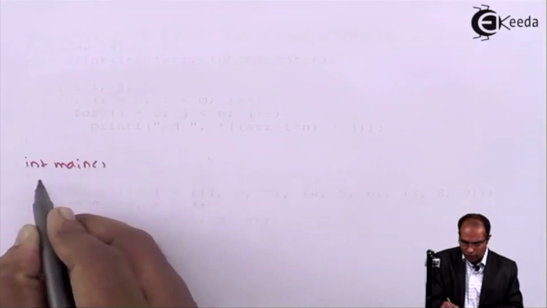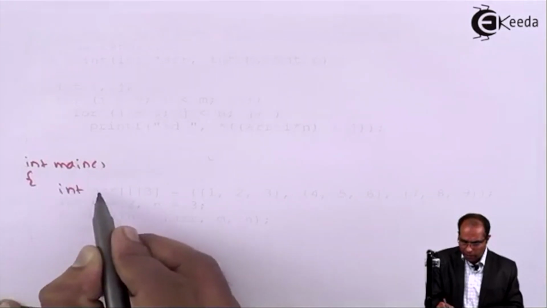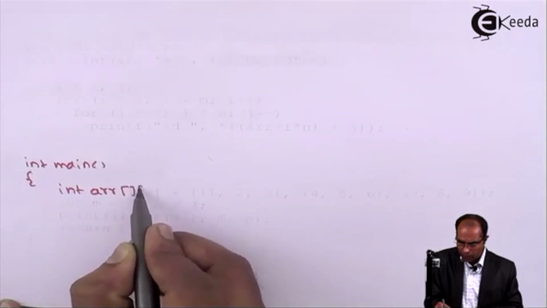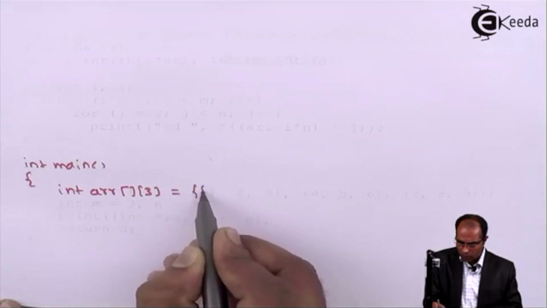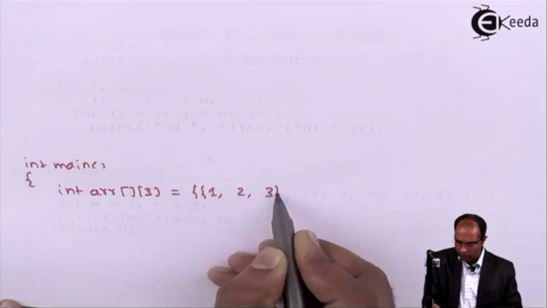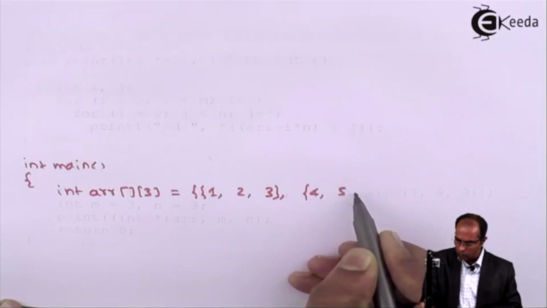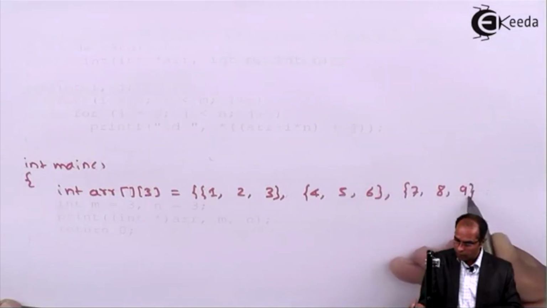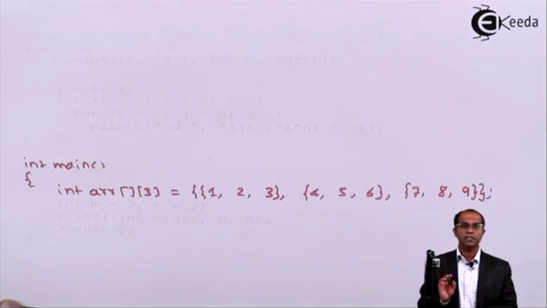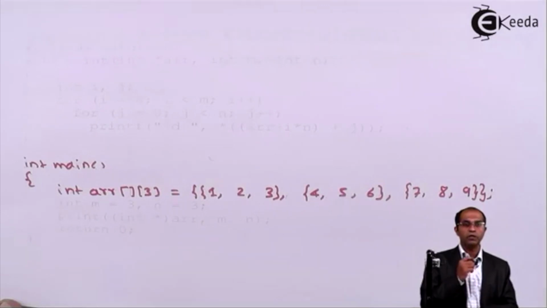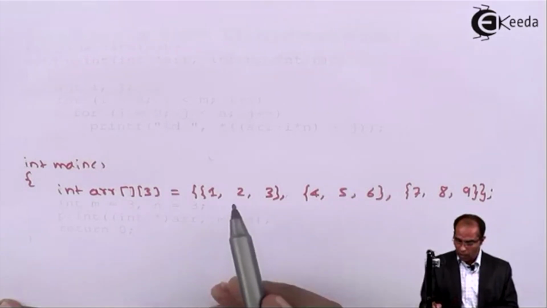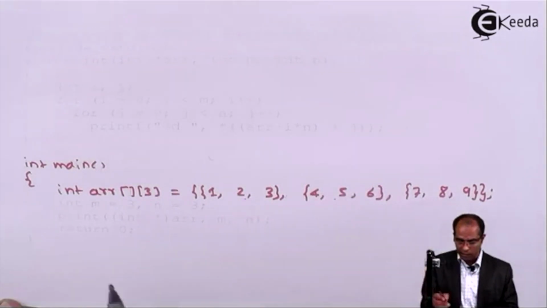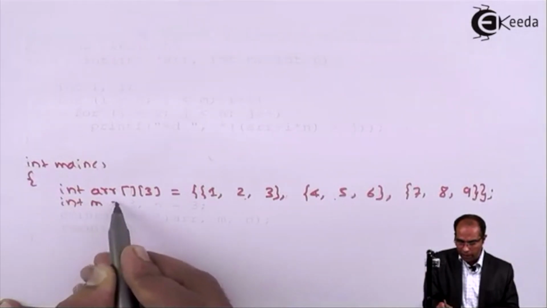Let me write the main function first. Let me have the same declaration, int arr, again 3 rows with the values as 1, 2, 3. Now the array declaration remains the same. Here I have to set some values. When you are using pointers, you should set the number of rows and the number of columns. How many rows are there? 1 set, 2 set, 3 set. So I'll set manually m equal to 3.